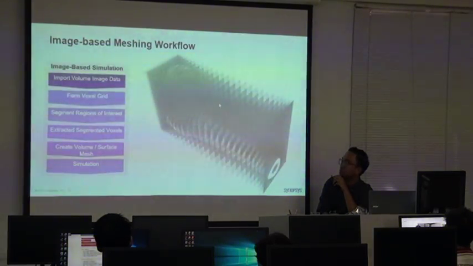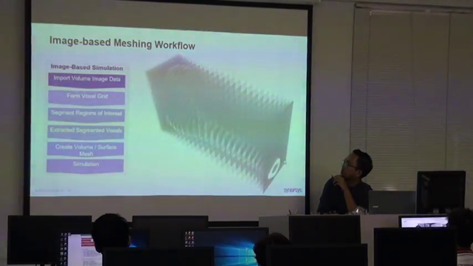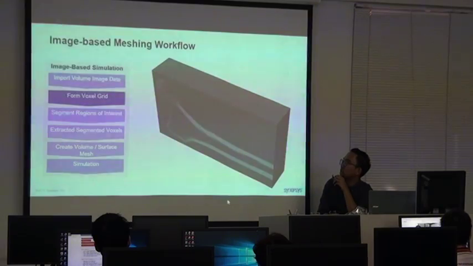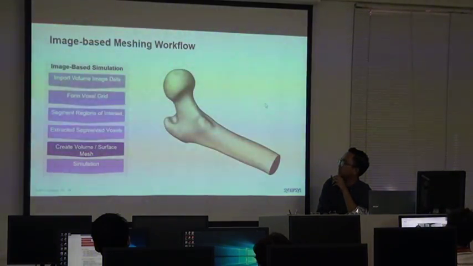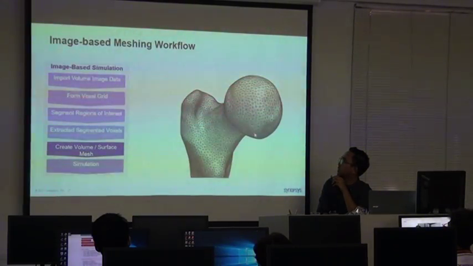Good. So it's the same process for any application. So just now the one I showed is for the product, and this is for a femur, so we have a stack of 2D images of the femur. Then we will form a voxel grid, then we do a segmentation, then we extract the segmented voxels, then we can create the volume or surface mesh.